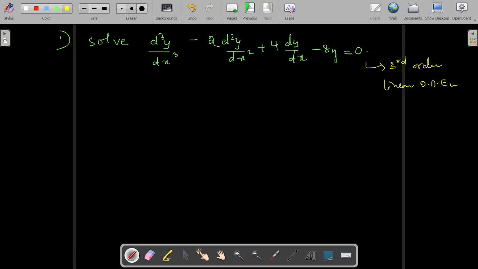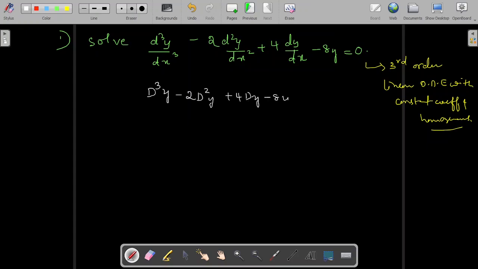Ordinary differential equation with constant coefficients and homogeneous because the right hand side is 0. Therefore, while finding the solution, it is enough if you find the complementary function. That itself is the only possible solution of this homogeneous differential equation. So you can write it in the operator form, d cube y minus 2 d square y, that simplifies your work, plus 4 dy minus 8y equal to 0. That is (d cube minus 2 d square plus 4d minus 8) into y equal to 0. This is of the form f of d into y equal to 0.